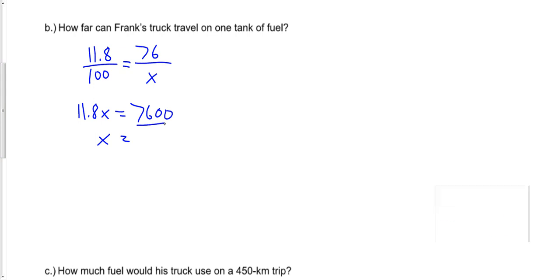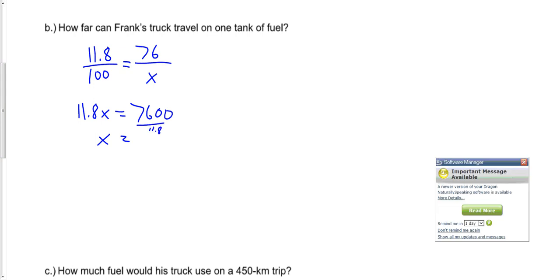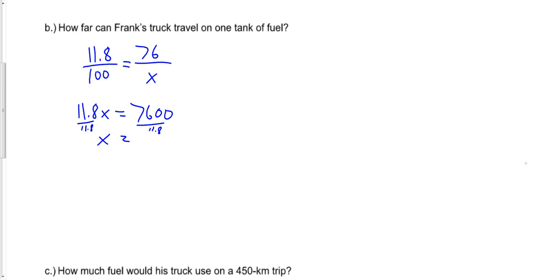So I'm going to divide this by 11.8, and divide that by 11.8. So 7,600 divided by 11.8 gives a grand total of 644.01 kilometers on a single tank of gas.